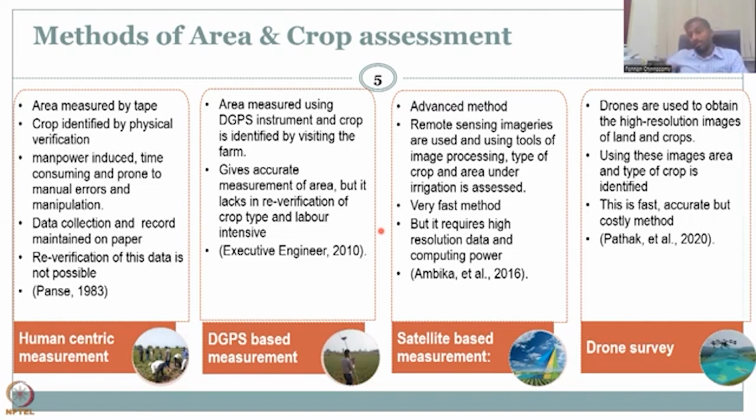Then the last but not the least and the most expensive one is drones. It is a type of remote sensing. They are used to take high resolution images of land and crops. It is really good, but the concern is, as I said, the price is really heavy. Using these images, crop type and crop acreage can be identified. It is fast, accurate, but as I said, it's very costly and not all can afford it.